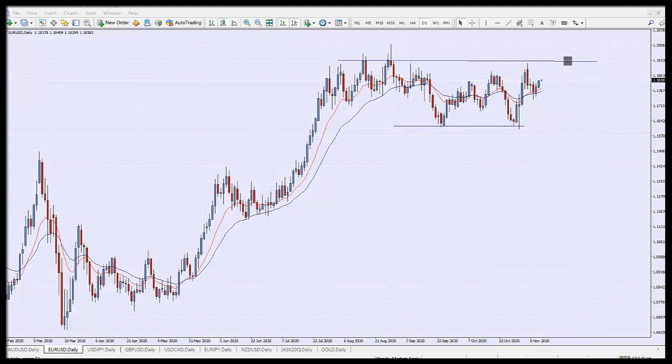Other than that, I still feel that this particular pair is in this range. So if it does get to that level, then we could look for an opportunity to become sellers on the Euro USD. This one looks pretty straightforward. I'll leave that as it is, and let's see if we get an opportunity to take that throughout the week. All right, let's move along.